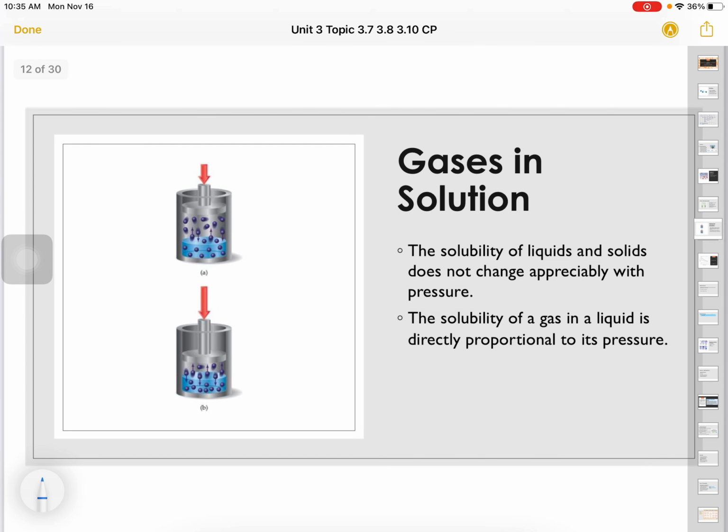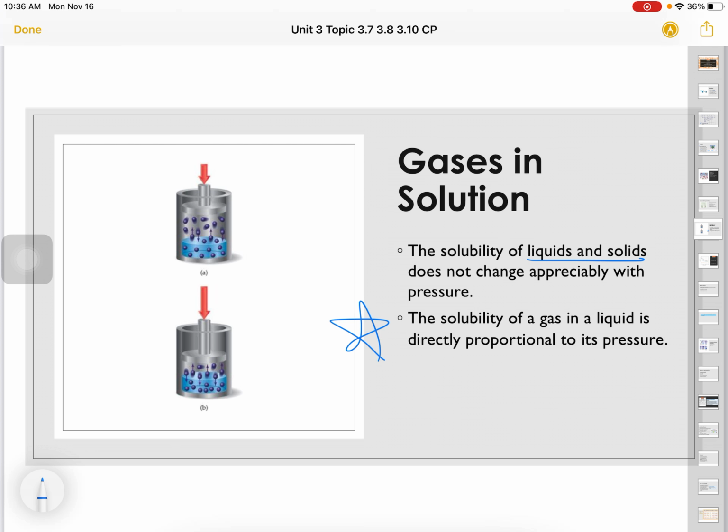Also, pressure changes. So liquids and solids don't change much in terms of their solubility when you change the pressure, but gases will. Gases are more soluble under higher pressure, because under higher pressure, you're keeping them in one spot and kind of forcing those molecules to interact with the solvent. So if you think of a carbonated beverage, a pop, the CO2 stays dissolved in the water and makes carbonated water, right? Because it's under a lot of pressure.